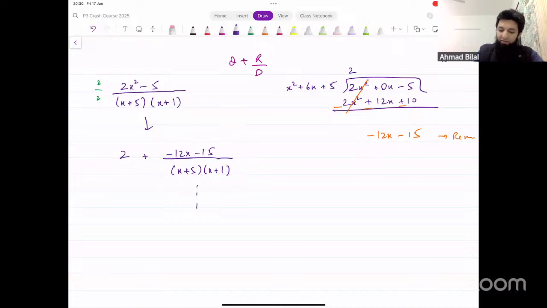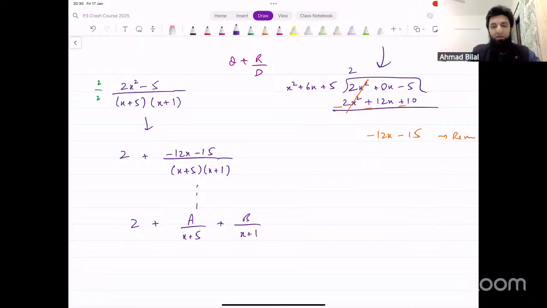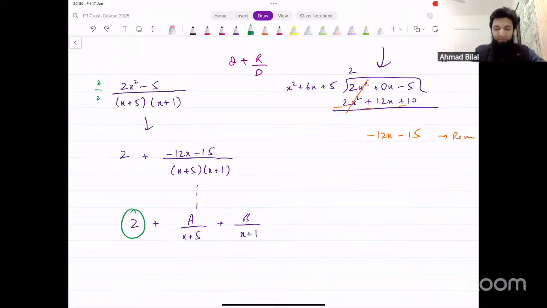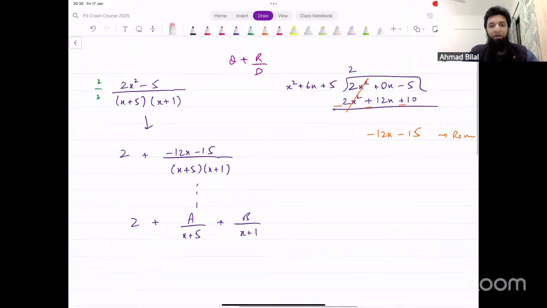You find partial fractions for this like this: a over x plus 5 plus b over x plus 1. And you have this 2 on this side. This is the proper way of doing this, right? That you first do this long division, convert it to a proper fraction, and then find partial fractions for this. So you have a separate constant on this side, which is the quotient from this division. That's one way of dealing with this, that we first do this division and then find partial fractions.